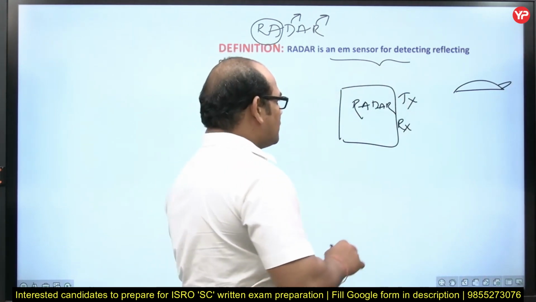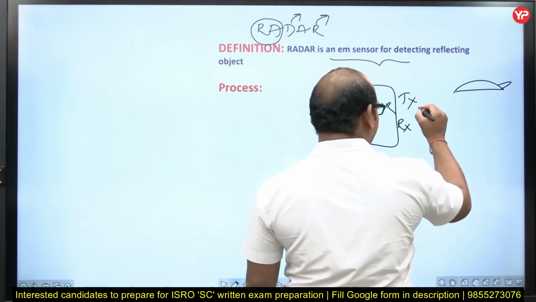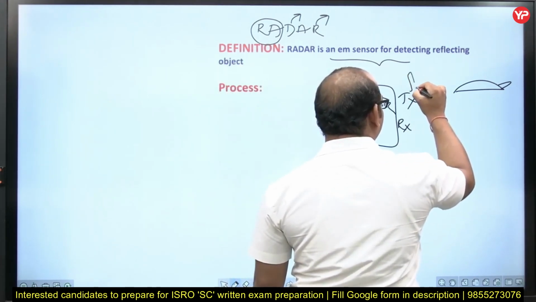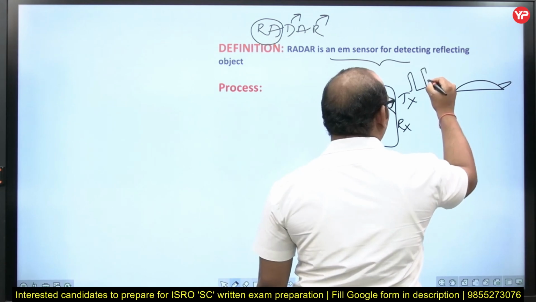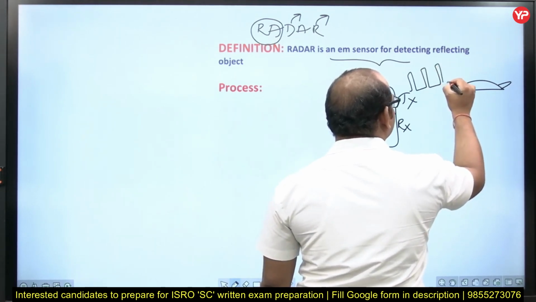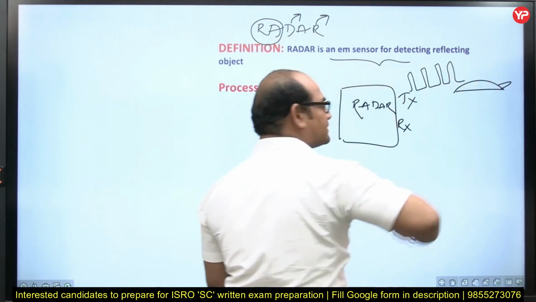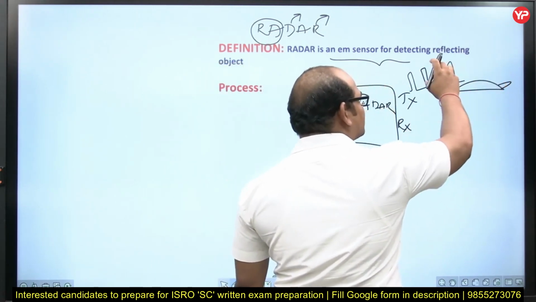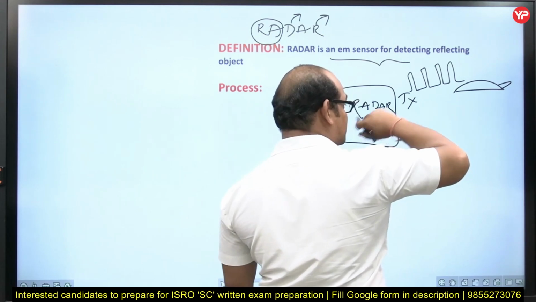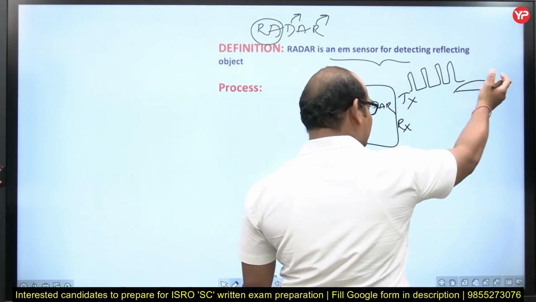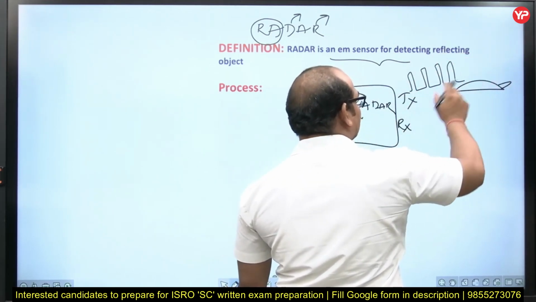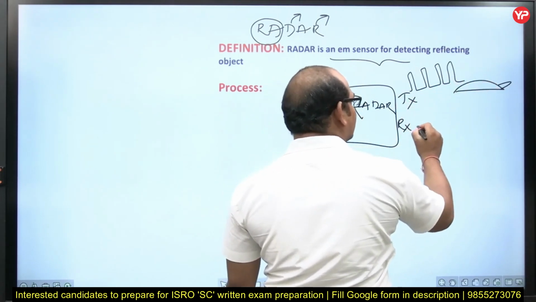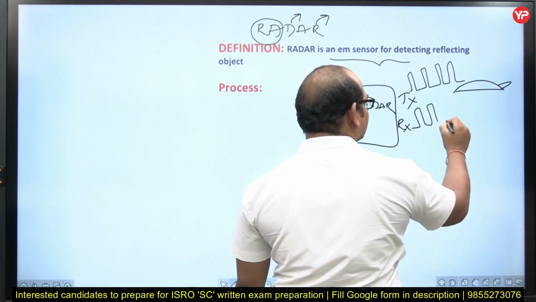Using this transmitting antenna, some electromagnetic wave will be transmitted, mostly rectangular pulses like this. Then this particular target will receive this electromagnetic wave, that means the pulse train. Then it will reflect back, and these pulses will reach the receiving antenna at the radar.